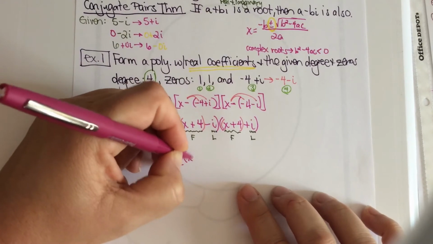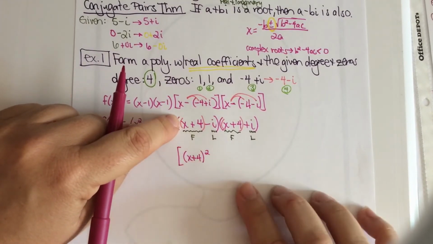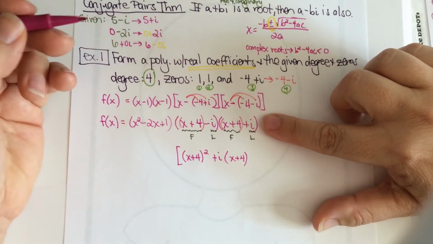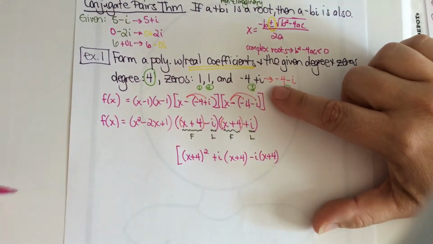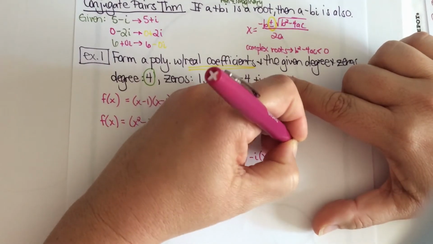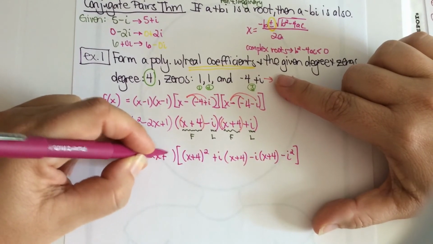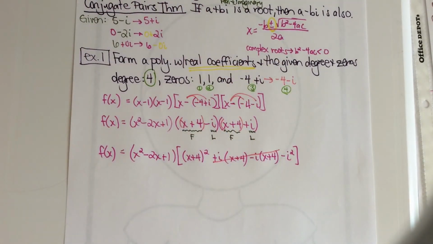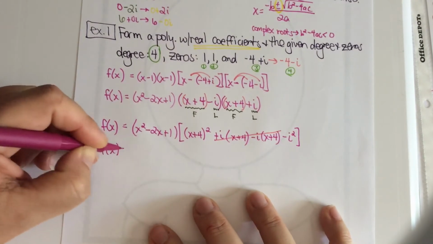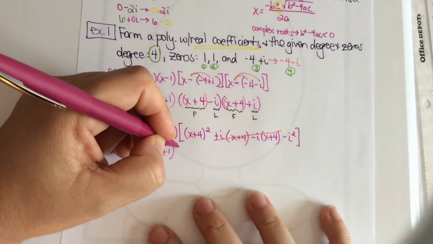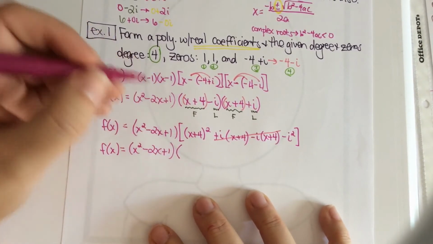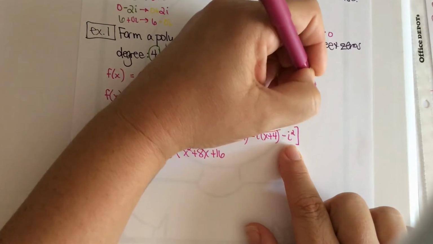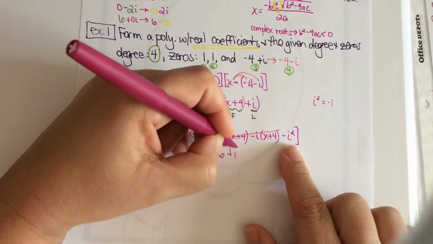First times first, right? First times first. Outer, so the plus i and then the x plus 4. Inner, ooh, minus i times x plus 4. Look at what just happened there. And then last times last. So this ends up being really nice because these are opposites, they cancel out. And then I can go, I don't need brackets, I'm going to FOIL this out. And then minus i squared, remember i squared equals negative 1, right? So minus i squared is going to be plus 1.